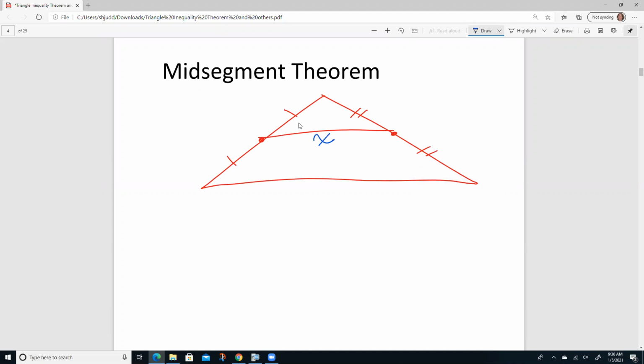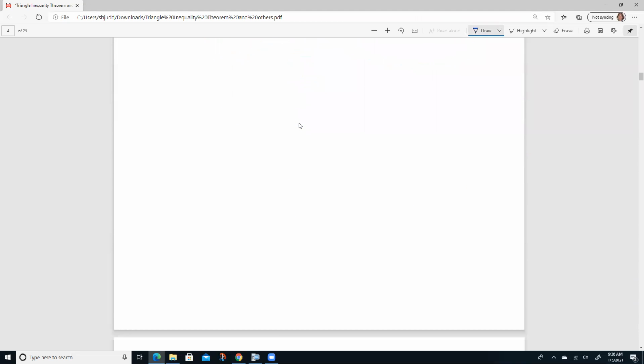Let's say if I know this is x, then I know the distance of the side right here is 2x. We also know that this side is parallel to this side, which are cool things. All right, let's talk about a few problems.